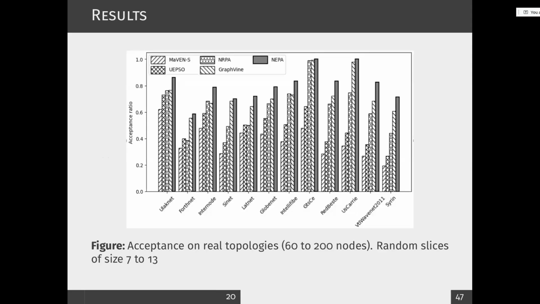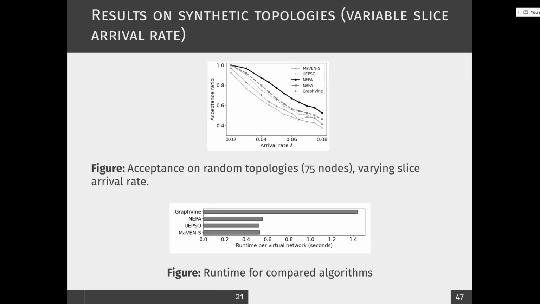So this plot shows the acceptance ratio, which is the main metric we look at. And basically what we show is that NEPA improves upon all the other approaches on most cases. On some, everyone is close to 100% of acceptance. I mean, not everyone, but NRPA and the neural network-based approach. But basically, yeah, generally on those ones, we are better than the state of the art. This is also the case on synthetic topologies, where this is also the acceptance ratio.